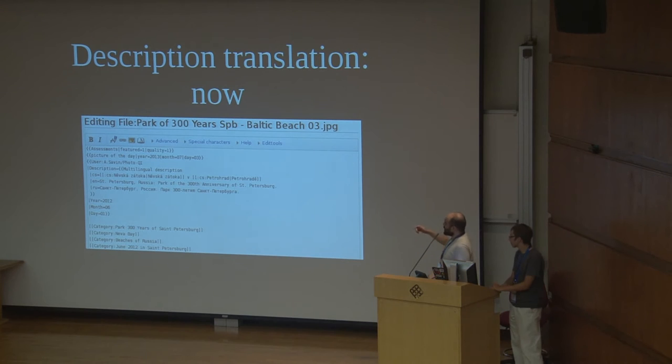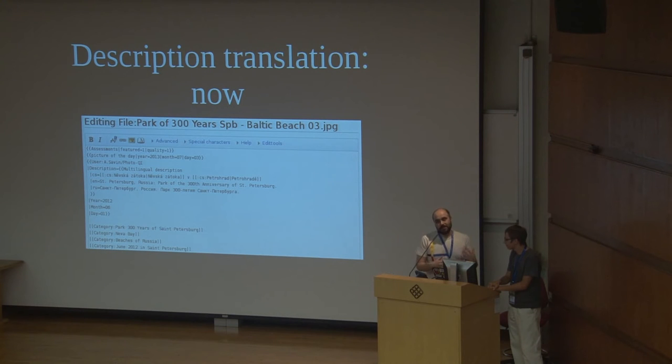And the way we write descriptions now is this horrible, horrible thing. I suppose that you recognize this if you ever used Commons. This is absolutely unusable to most sane people. There are currently no proper ideas of how to change this.